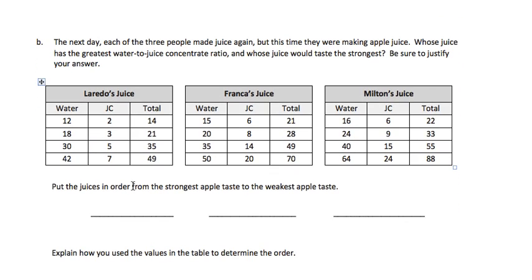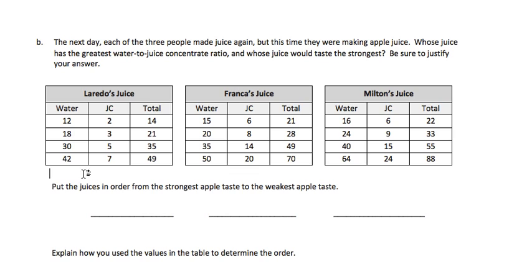Part B says the next day each of the 3 people made juice again, but this time they were making apple juice. They're asking whose juice has the greatest water to juice concentrate ratio, which would mean the same thing as what we did above. Then it says whose juice would taste the strongest. Keep that in mind when you go to answer that second part of the question, because the water to juice concentrate tells you how weak it is. The greater the water, the weaker the juice would taste.